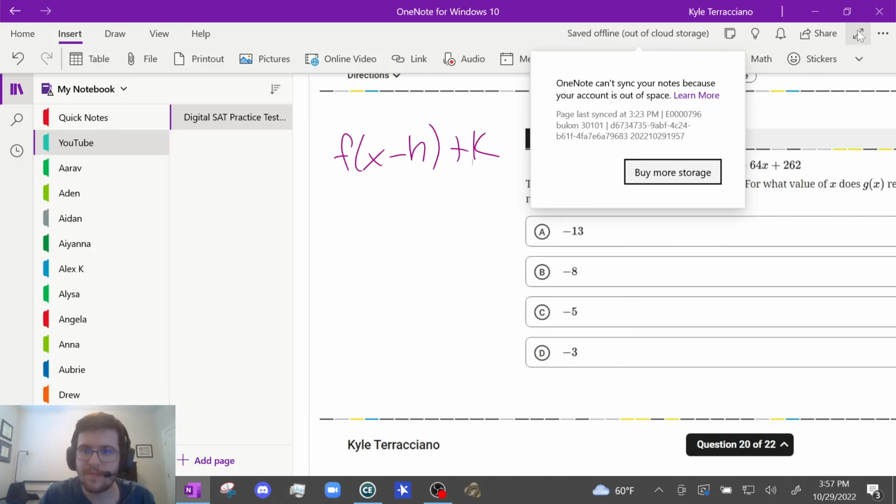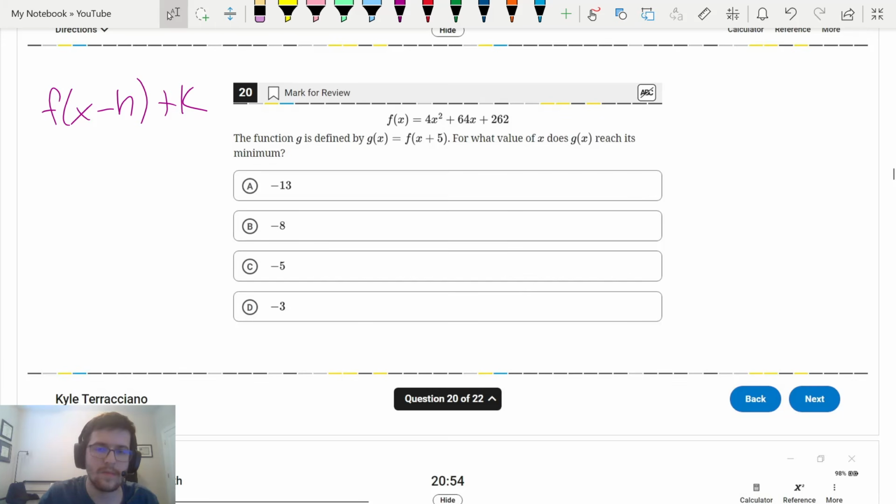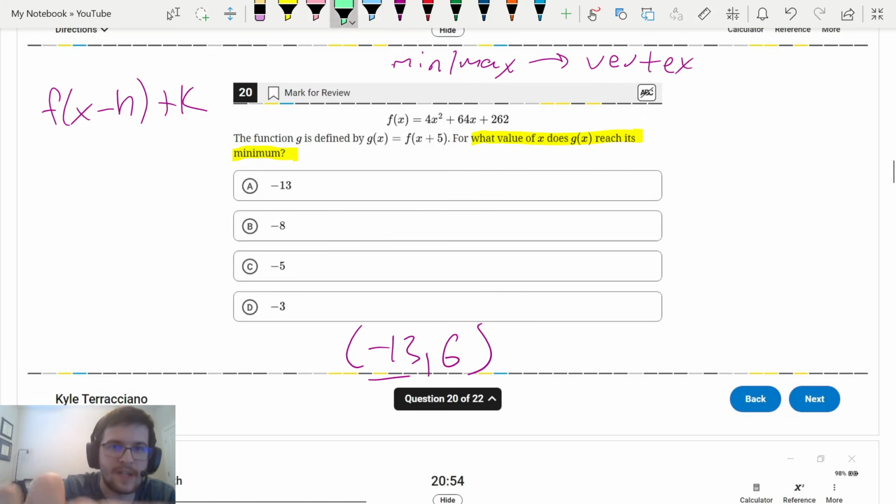Let's go back to the test. It's again, what did we say? Negative 13 comma 6. And again, because it says what's the x value, if it just said what's the minimum, you would put the y value. Because it says what value of x does it reach its minimum. So anytime you see min or max on a quadratic, you look at the vertex. And again, the x value is this one, negative 13. So the answer is negative 13.